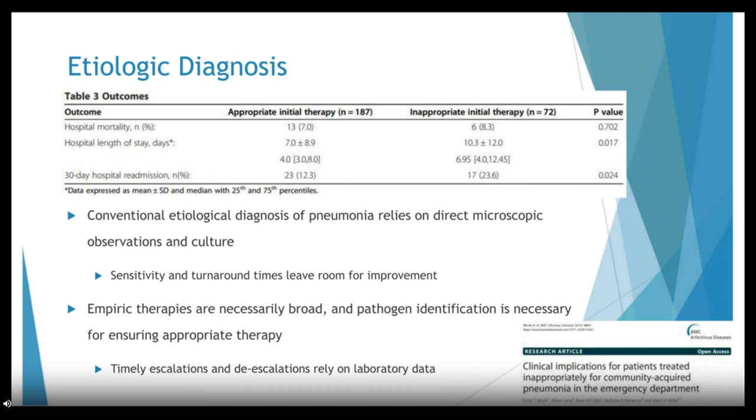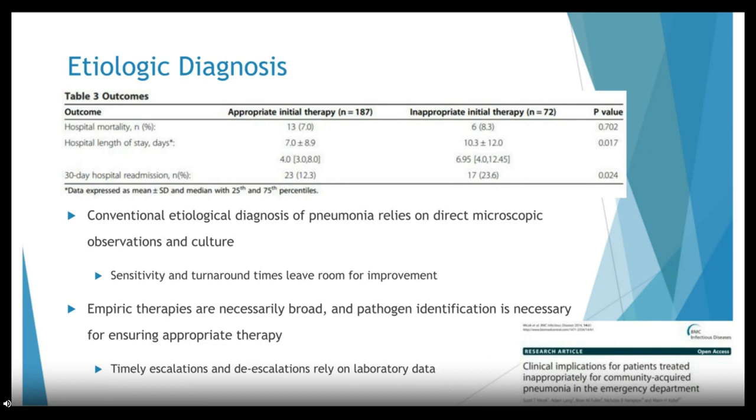Therefore, your traditional therapies are going to be empiric. You're starting a broad antibiotic therapy while you're figuring out what pathogens are present and how you could possibly narrow that therapy, or making sure that you're including drugs to cover resistance you might see. So really, these timely escalations and de-escalations are going to need some input from the lab. We're going to need some laboratory information.